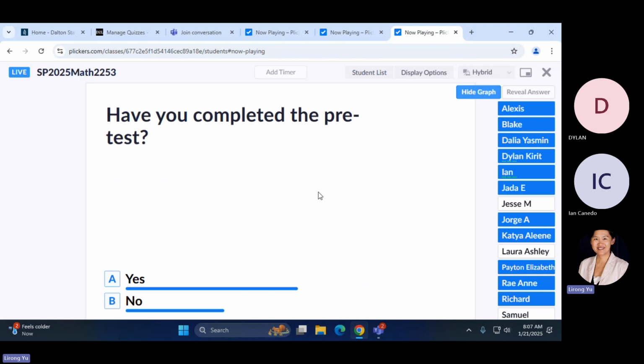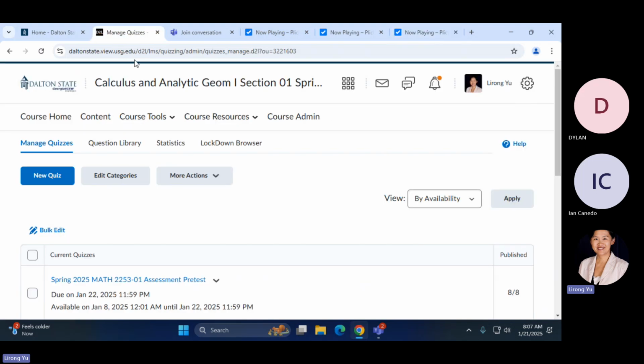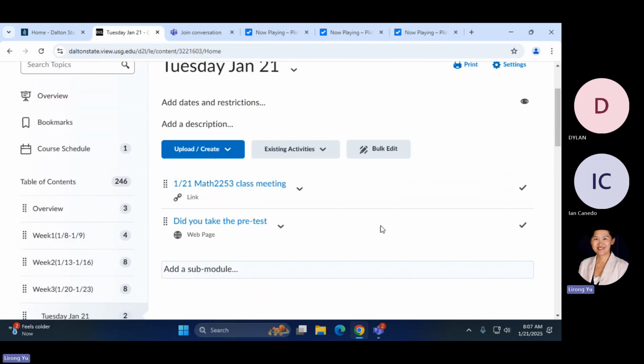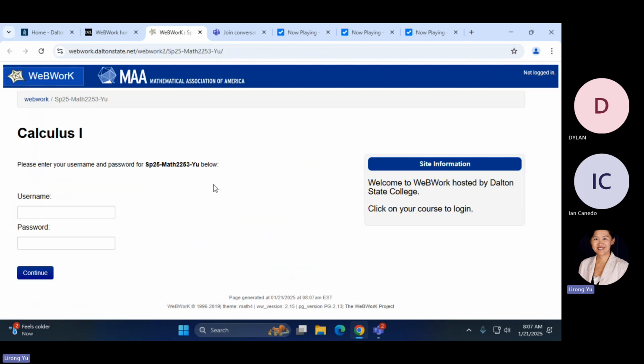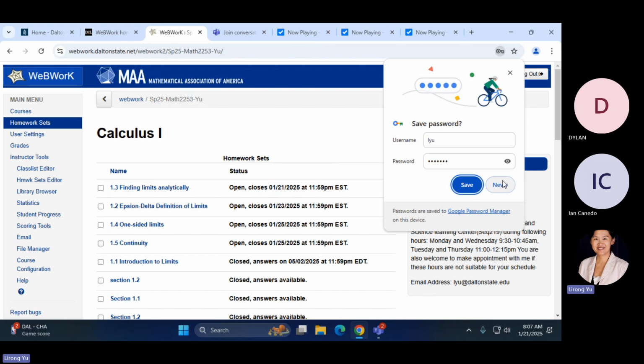Do you have any questions from the homework? Yes, okay. Let me pull the homework link up. You can also bookmark the homework so you don't have to always go back to Georgia View. I put it in Georgia View so you can go to it if you have your Georgia View account. But this website is independent and you can actually bookmark this and try to take it once in a while when you have time.